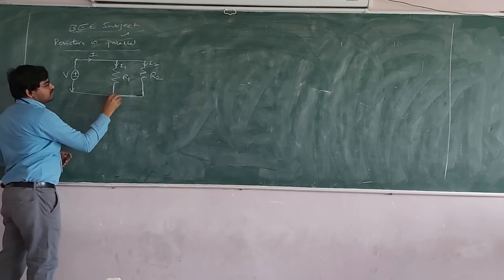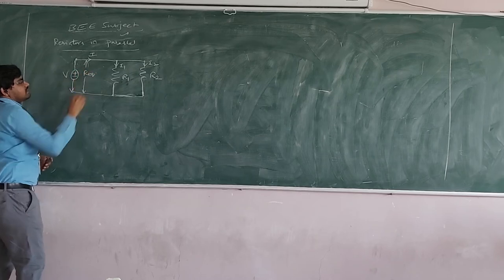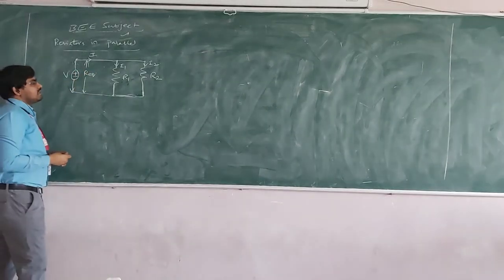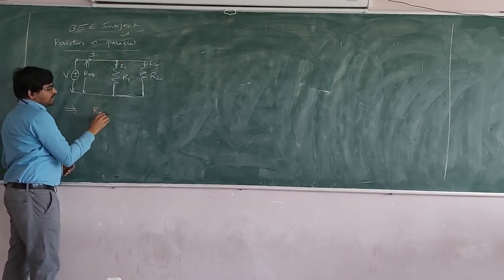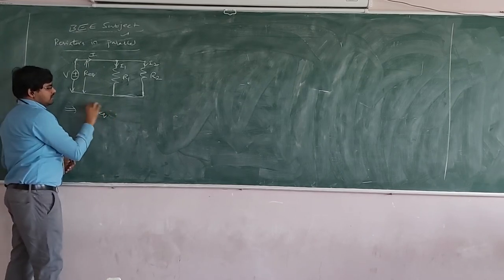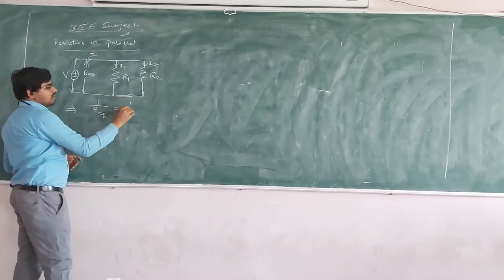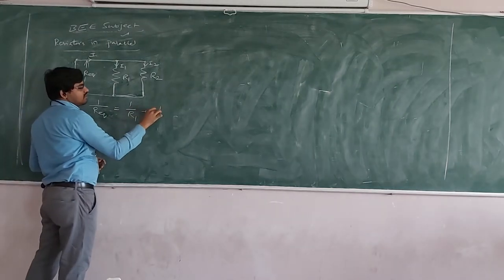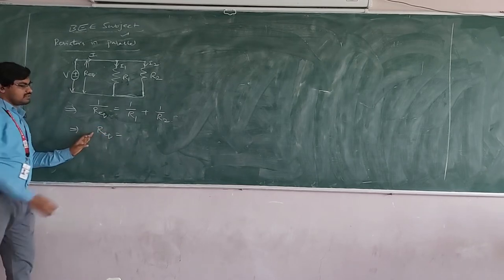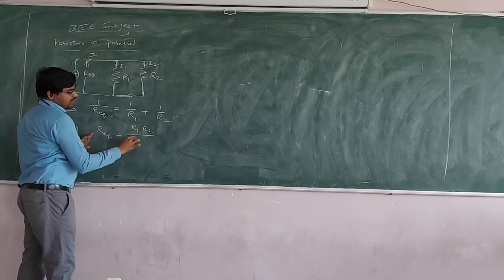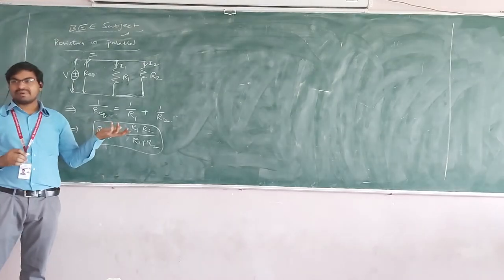Now the net equivalent resistance can be calculated across these two terminals, and we call it R. When two resistors are connected in parallel, the net equivalent resistance relation is 1 by R equivalent equals 1 by R1 plus 1 by R2. We can simplify this expression as R equals R1 R2 divided by R1 plus R2. This is the equivalent resistance when two resistors are in parallel.